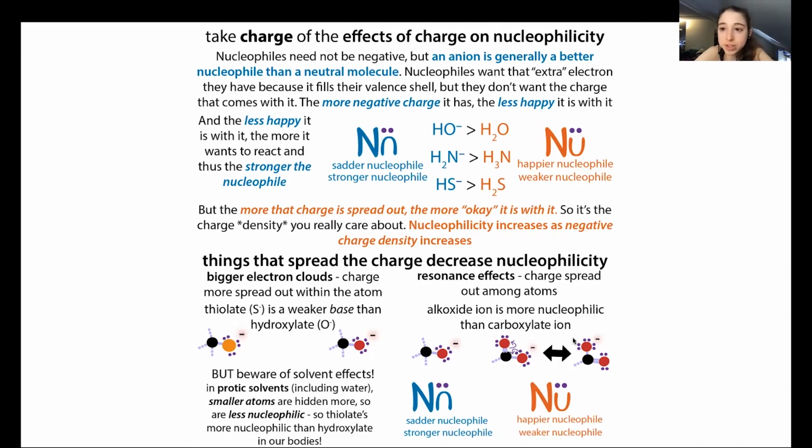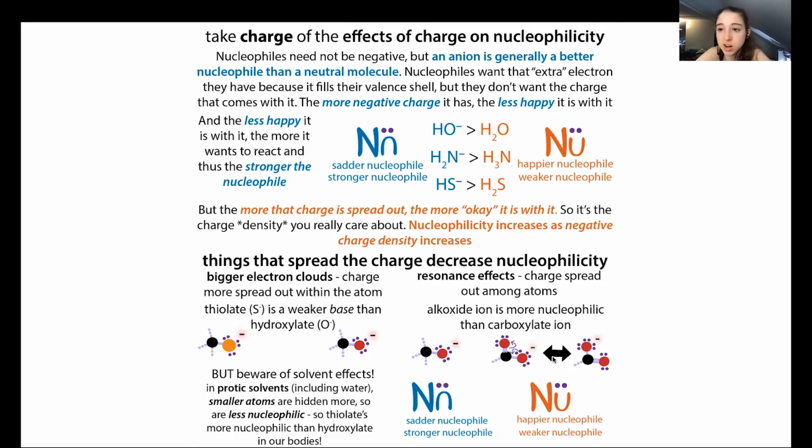And you might be like, well, we just talked about how negative charge makes a really strong nucleophile and base, right? No, no, no. This is so happy because when it loses that proton, it has this thing called resonance. Basically it can share these electrons among all of these atoms.